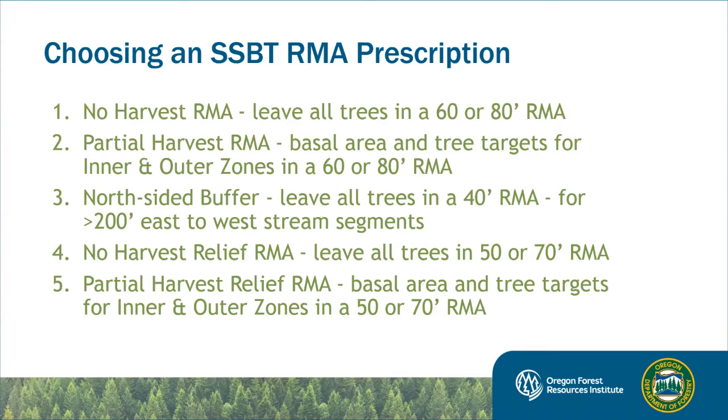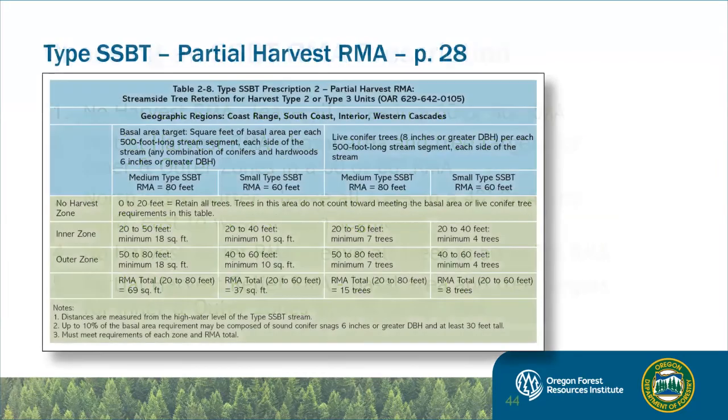And then the last two are relief prescriptions, which were designed for landowners that own smaller acreage but have a significant segment of SSBT stream on their property, and that allows you to use smaller RMA widths and smaller basal area and conifer count targets. For options 3, 4, and 5, you have to contact your stewardship forester for those because we do need to do some calculations or measurements to see if you qualify.